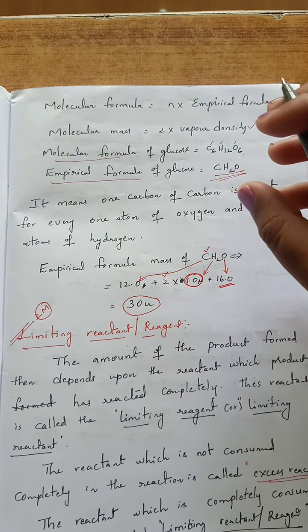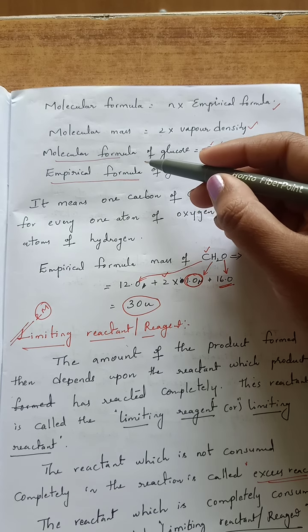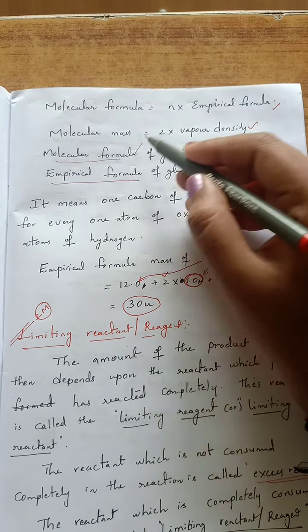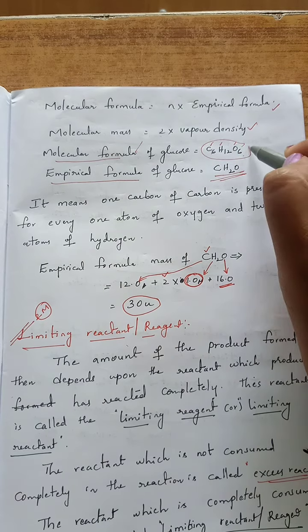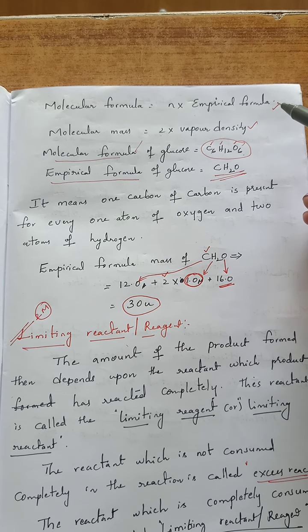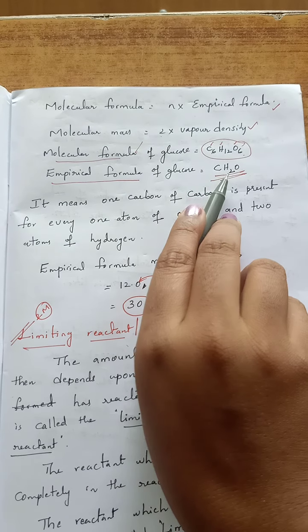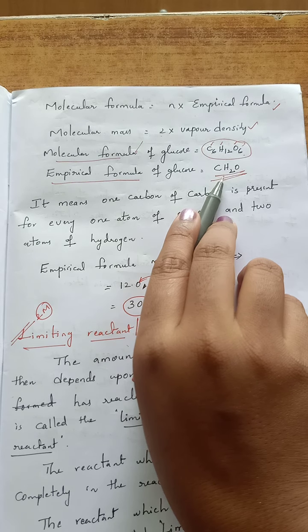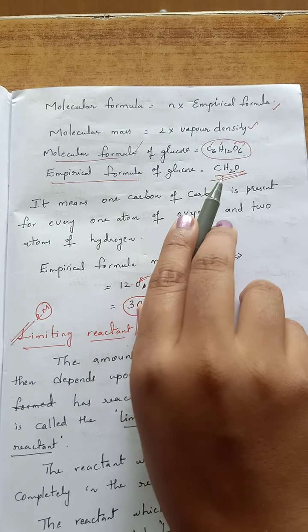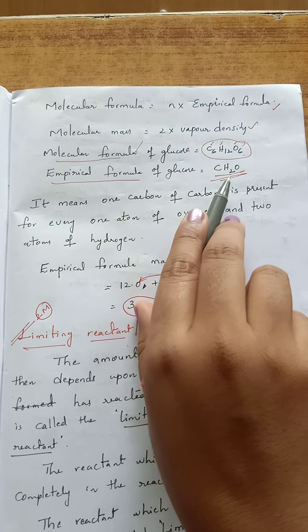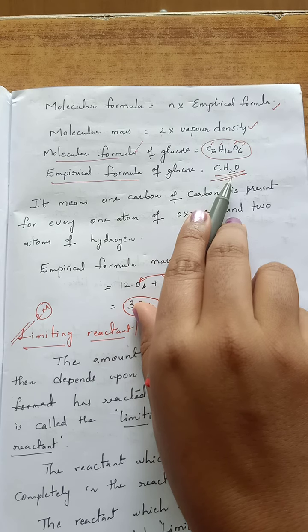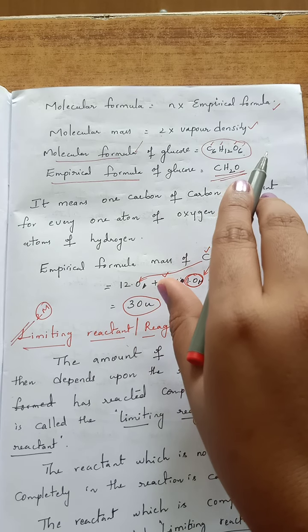Among molecular formula and empirical formula, which is the true formula? Molecular formula, because in the molecular formula we can represent all the atoms of various elements present in a molecule, but in empirical formula we don't represent all the atoms of different elements. We can only represent the simplest whole number ratio of the atoms of the different elements.